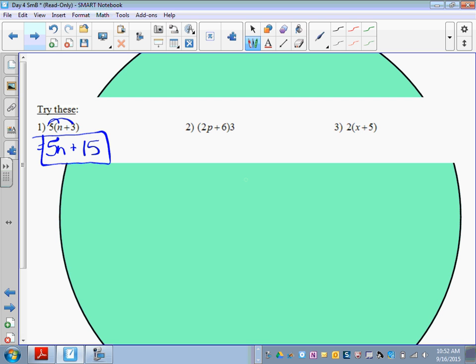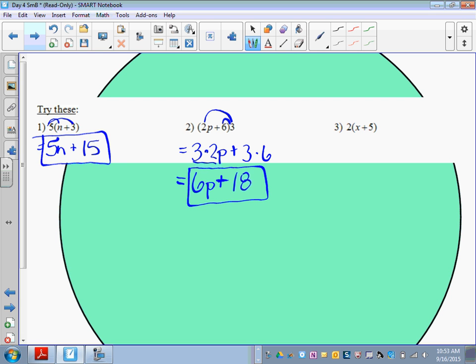Alright, let's take a look at number 2. I'm going to have to distribute my 3 to the 2p. Alright, so 3 times 2p plus, distribute my 3 to the 6. 3 times 6. What does 3 times 2p give us? Very good, 6p. We multiply just our numbers together here. So 6p plus, and 3 times 6? 18, very good. Like I said, we're going to work on those multiplication facts because we want to know it right away. Alright, so 6p plus 18, and that's our final answer. Alright, any questions on that?